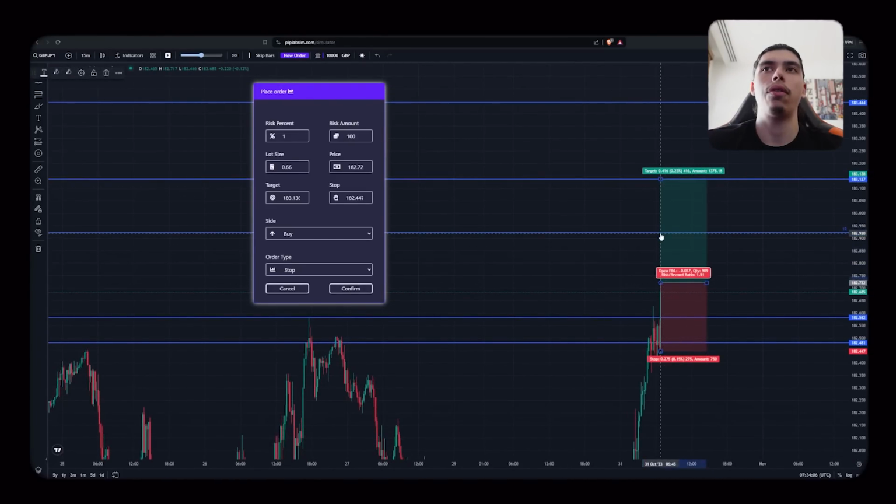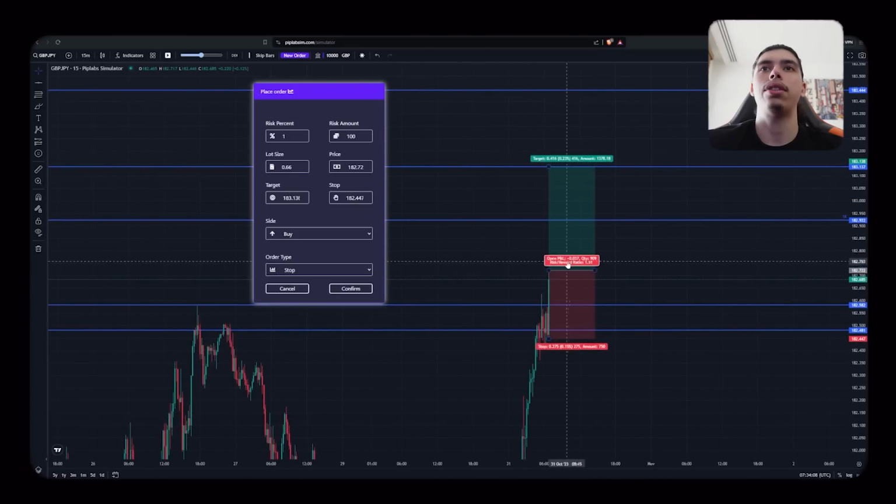But obviously we have this zone to watch, so we can make a decision to see what price does and reacts at this zone.